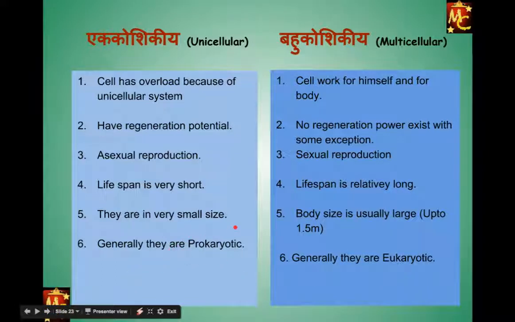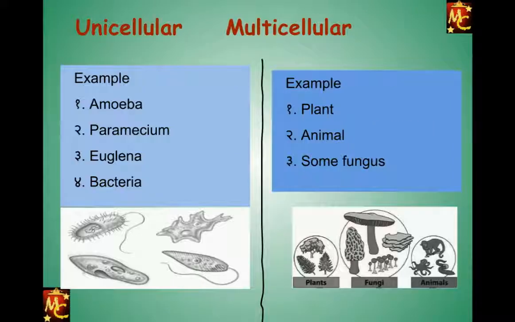Next, generally they are prokaryotic. So this is the more specialized category. I'll discuss what prokaryote and eukaryote are in the next part. Generally unicellular organisms are prokaryotic, as most bacteria come under prokaryotes. And then multicellular organisms are usually eukaryotic.